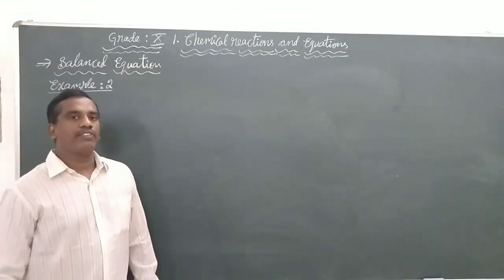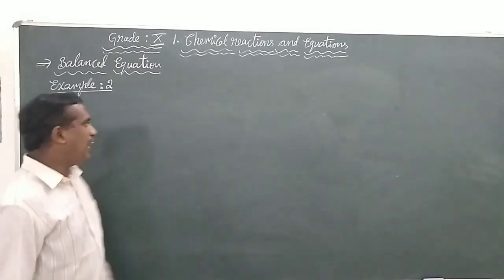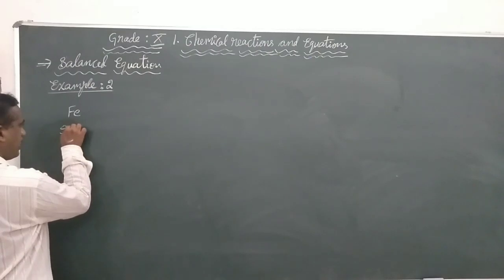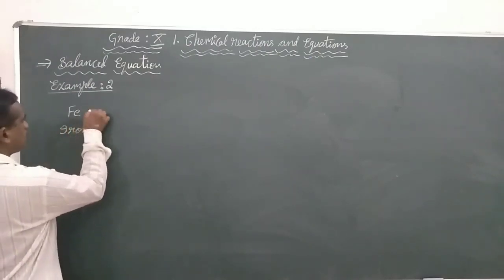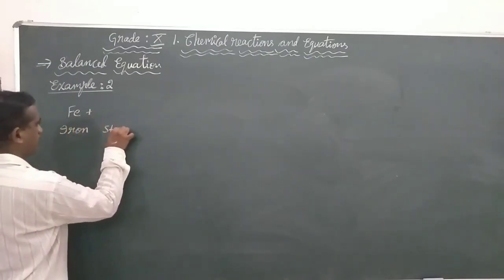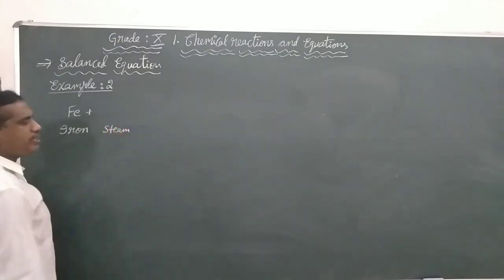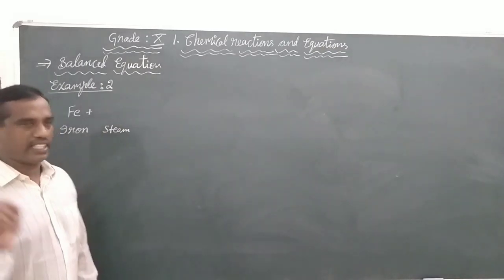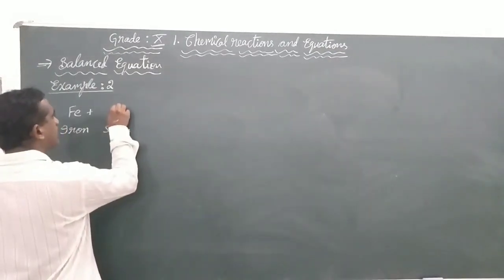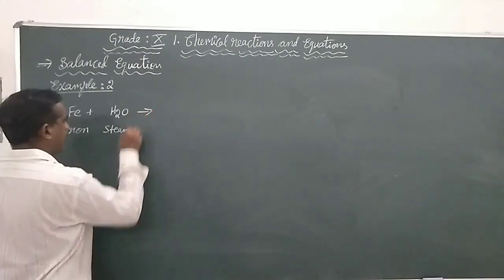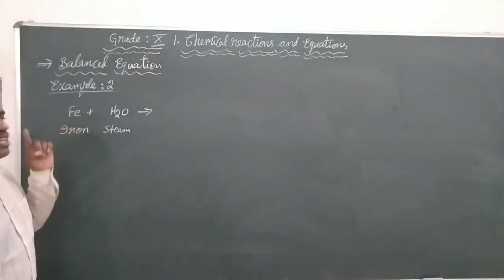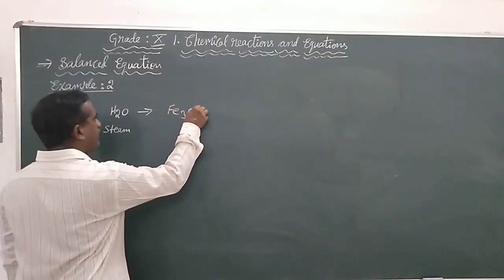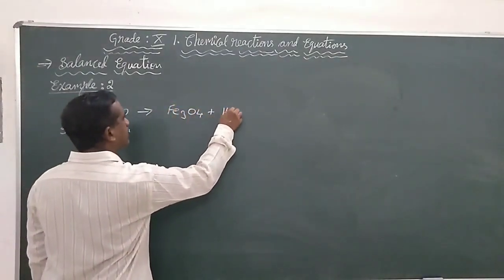So, we are continuing with example number 2. Our example is when iron is going to react with steam. Steam means the water is present in the gaseous state. The reaction we are representing is that iron is going to react with steam. The products that are found are Fe3O4 plus H2.